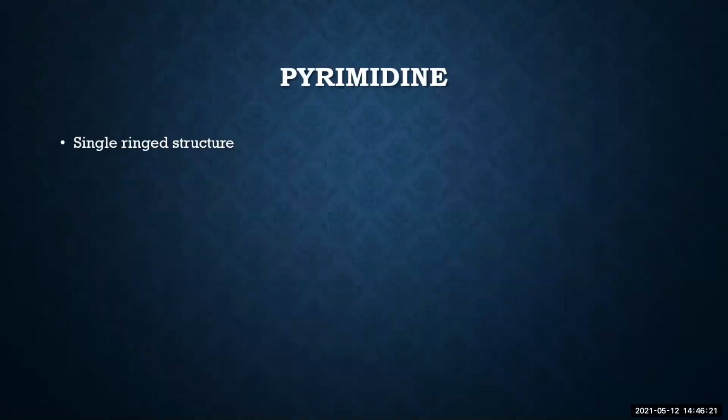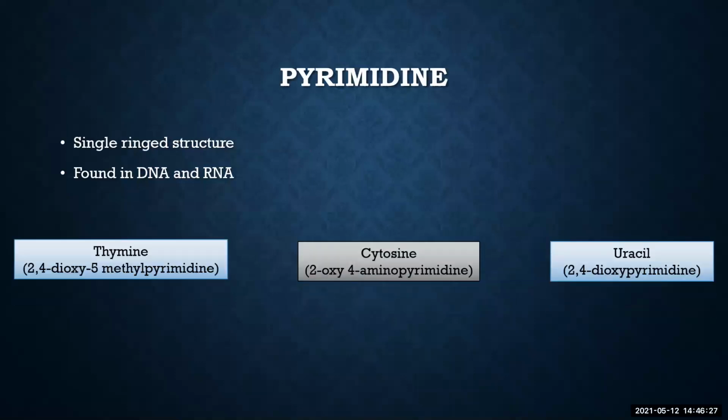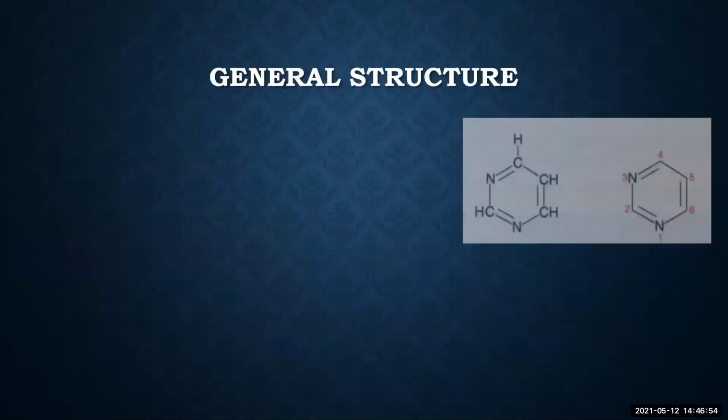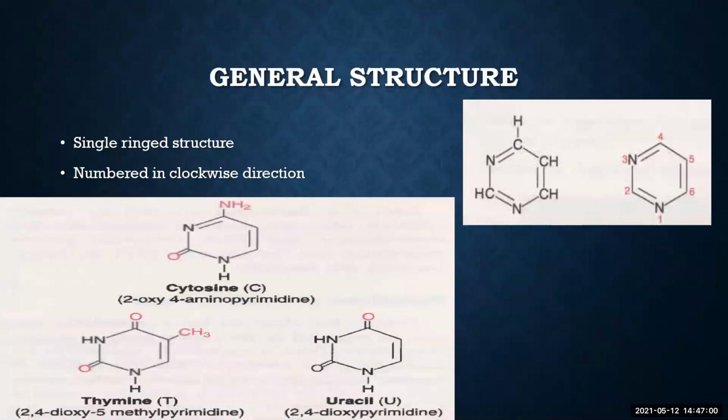Pyrimidine, unlike purine, is a single ring structure found in both DNA and RNA. Three examples: thymine, cytosine, and uracil. Thymine and cytosine are present in DNA. Uracil and cytosine are present in RNA. Uracil is present because thymine cannot bind to ribose sugar. It can only bind to deoxyribose sugar, because the methyl group within the thymine structure prevents combination with ribose sugar. The general structure is again a single ring numbered in clockwise direction. You can see the structures of cytosine, thymine, and uracil.